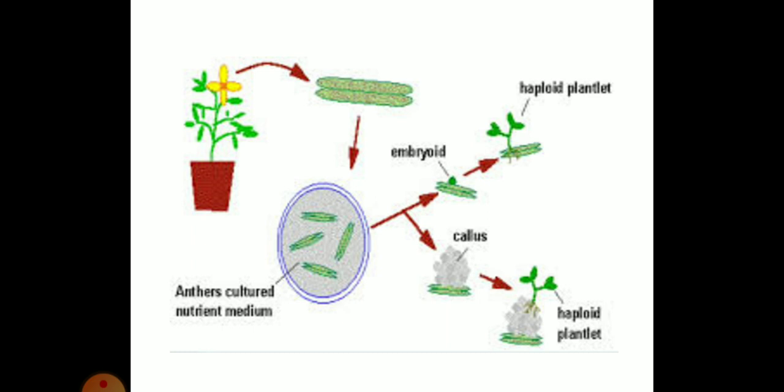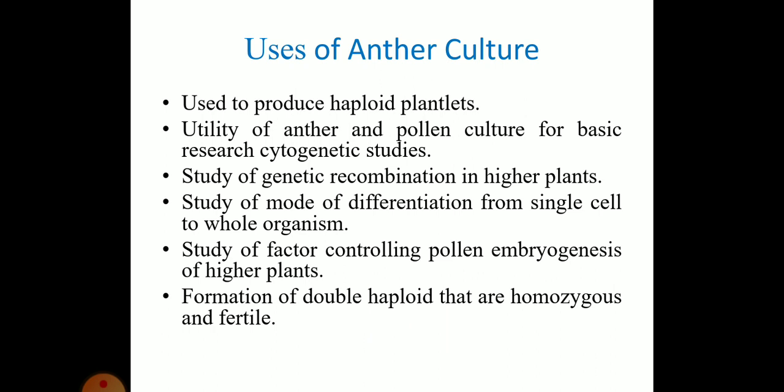This is a colorful picture of anther culture. Here it shows the two types of anther culture. The first is embryogenesis, that is, direct androgenesis, and the second one is callusing. Uses of anther culture. It is used to produce haploid plantlets.